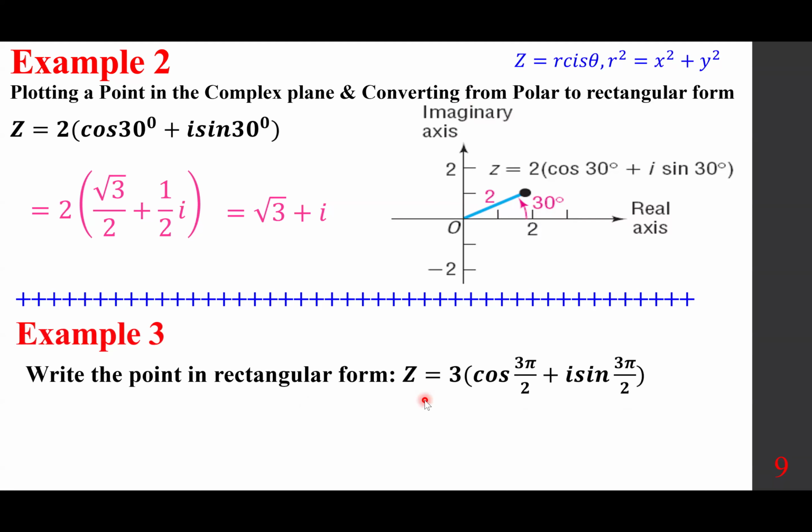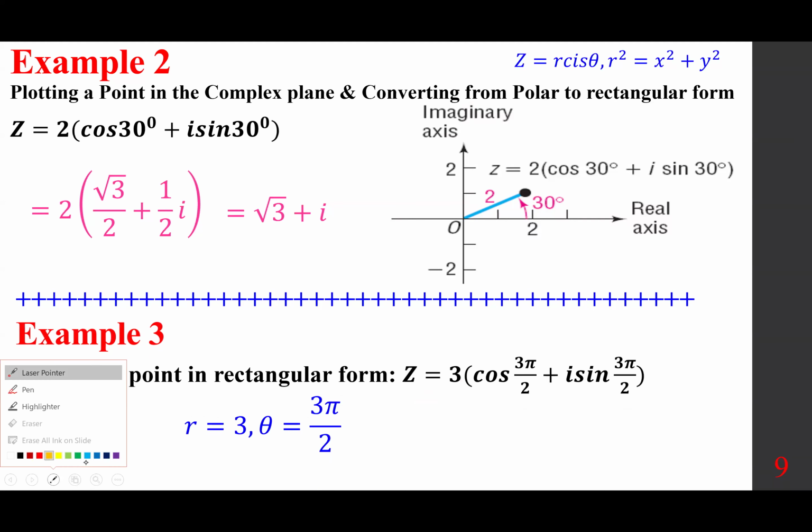Write the point in rectangular form. Obviously, in this question, R is 3, theta is 3π/2. And we know that cosine is 0. Sine of 3π/2 is negative 1. So we get 3 times I times negative 1. That means negative 3I. Pretty straightforward.